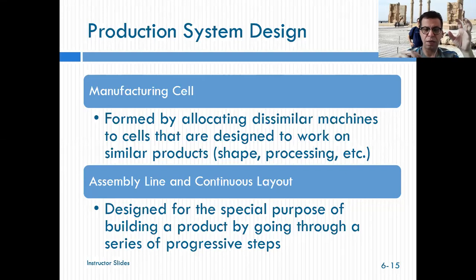In contrast, the assembly and continuous line is, as we said, like how cars are made. There is a similar kind, with a few variations, as in building a car's assembly line. And continuous, as we said, you have one product, there is not much customization needed, and it keeps producing the same type. So all the machines are very similar to each other. Let me know if you have any questions.